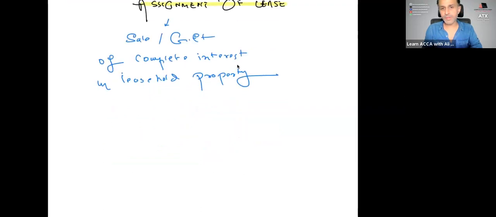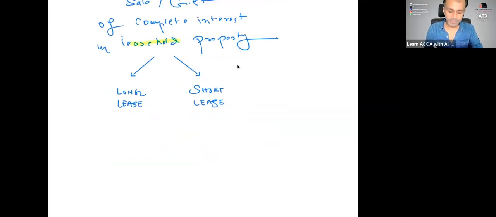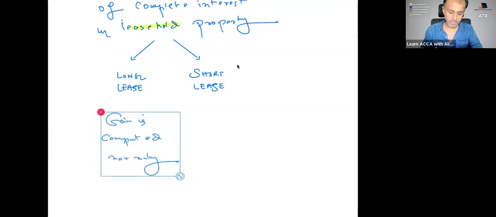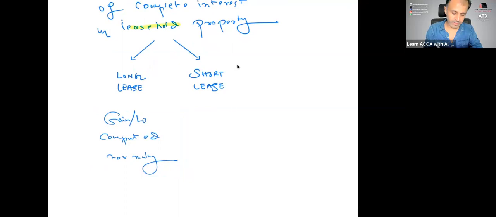Leases can be of two types, the long lease and the short lease. If it is a long lease, the gain will be worked normally. Maybe the gain or the loss, whatever we have, is computed normally. You may have a gain, you may have a loss. It will be worked normally when the lease is long.